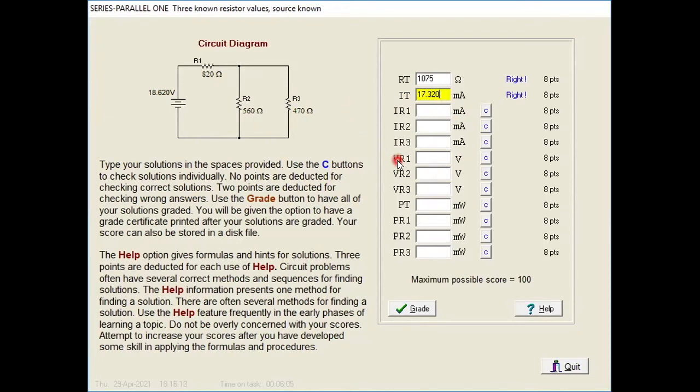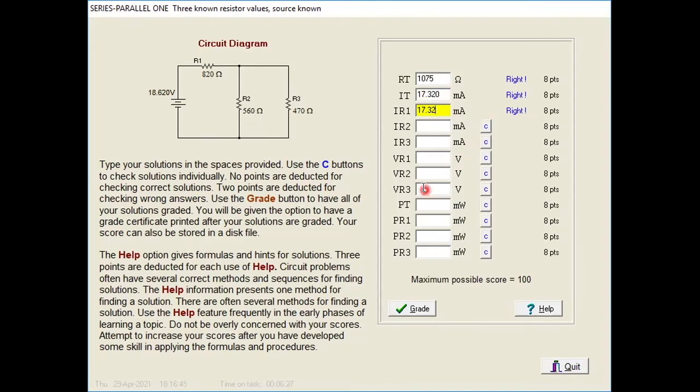Okay, so first we have to solve VR1, VR2, and VR3. After we solve those, then we can then solve IR1, IR2, and IR3. Now, one thing I can tell you is we really don't have to solve IR1, because if we go back to our first formula, we know that current total is going to be the same in any series part of the circuit. So we can actually say that IR1 is 17.32 milliamps. So that's one that we know from Kirchhoff's law.